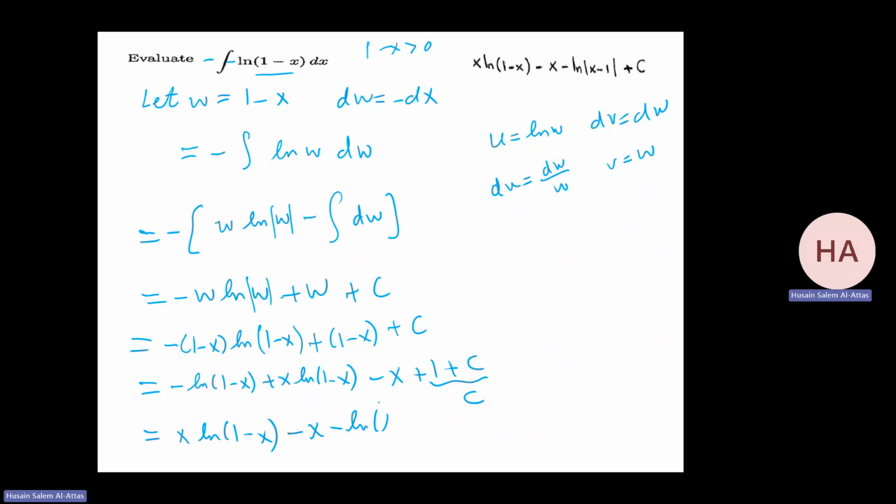Yeah, we just rewrite it in a different way. x minus 1 or 1 minus x. Actually, the absolute value of x minus 1 is the same as 1 minus x, since 1 minus x is positive. So this one will be negative. When you take it out, it's a different way of writing the answer. Plus c. That would be the answer.